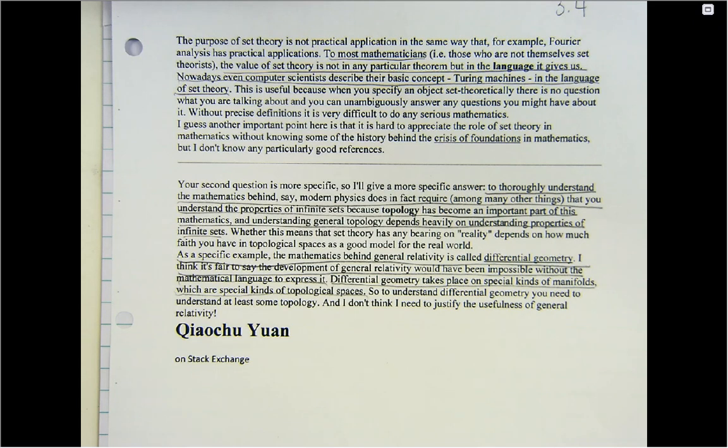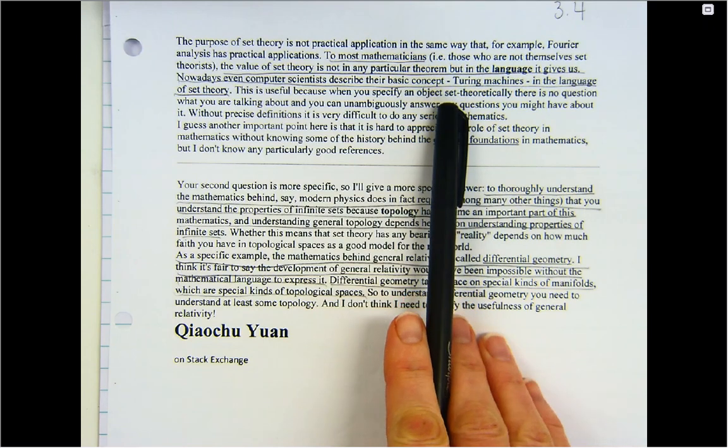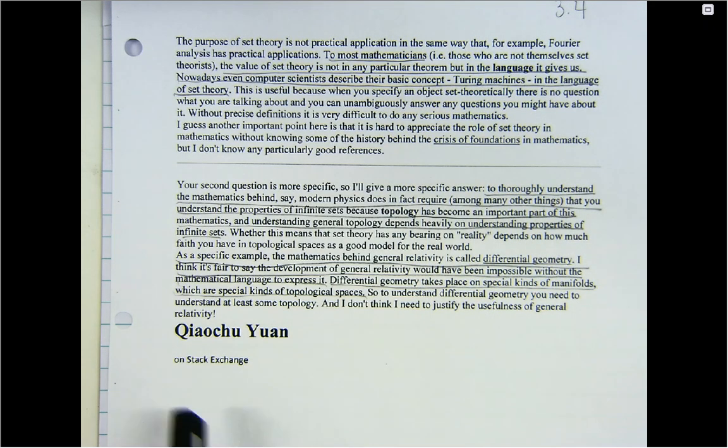So here's an example of where set theory, which we looked at in chapter 3, would be useful. The value of set theory to most mathematicians is not in any particular theorem, but in the language it gives us. Nowadays, even computer scientists describe their basic concept, Turing machines, in the language of set theory. And the author of this, Q-Chu Yan, also goes on and describes some other applications of using the language of set theory.